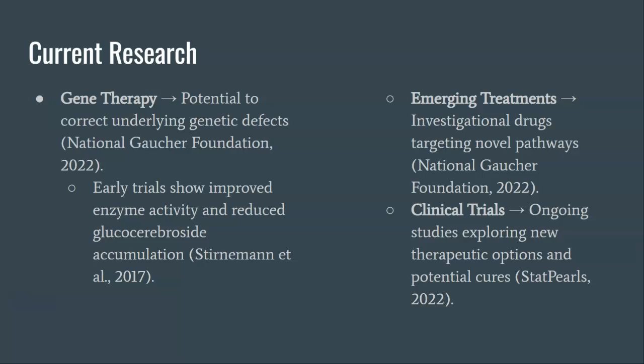There are several research projects on Gaucher disease. Gene therapy is a topic currently being researched. Gene therapy has the potential to correct underlying genetic defects. Early trials have shown improvements in both enzyme activity and reduced accumulation of glucocerebroside. There are also several investigational drugs targeting novel pathways, as well as newer therapeutic options for managing the disease. As always, researchers and clinicians are researching potential cures, as there are none currently.